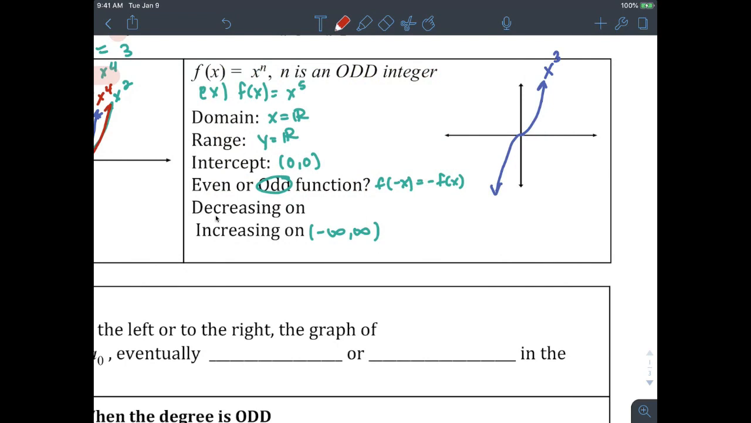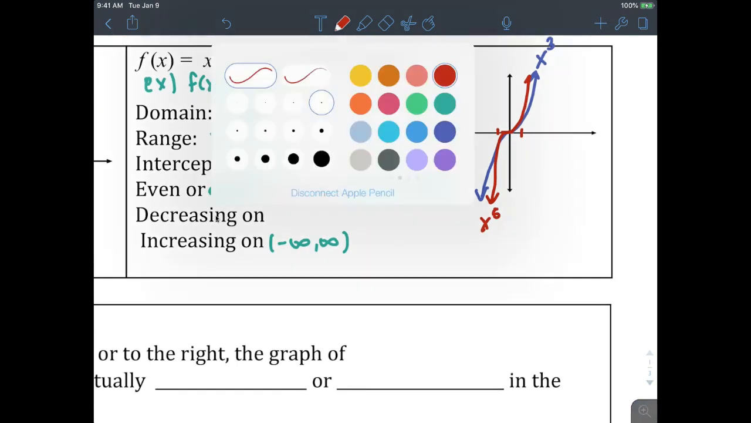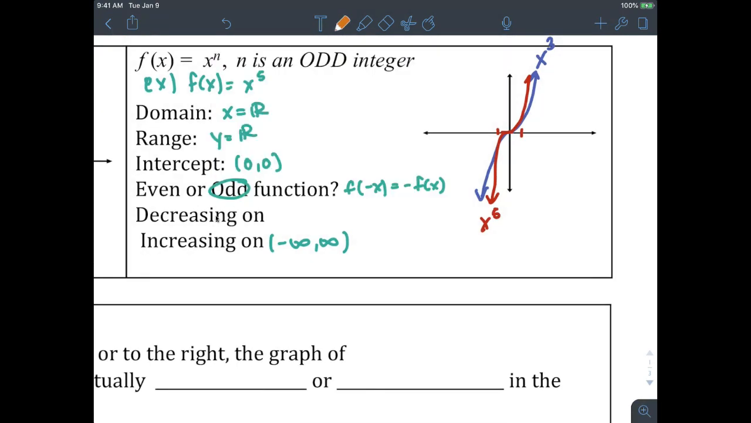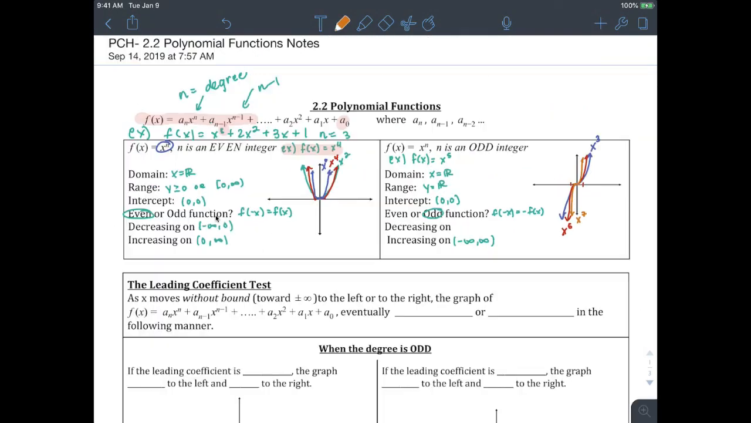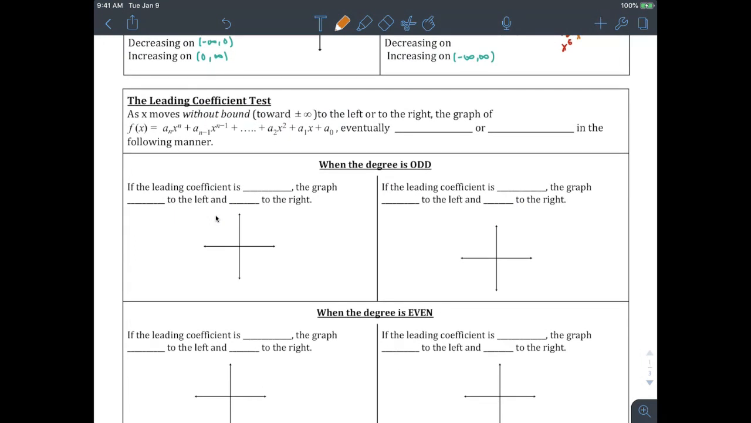We'll do x to the 5th power. In the center, between 1 and negative 1, it levels out and then shoots up faster, and on the left levels out and then shoots down faster than x to the 3rd. x to the 7th would level out even more and then shoot up faster. So in between negative 1 and 1, it levels out and then it shoots up faster than the other functions with a lower degree.